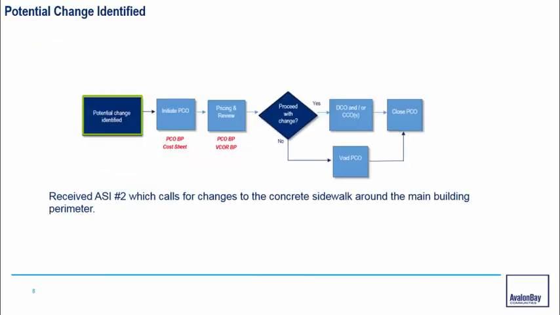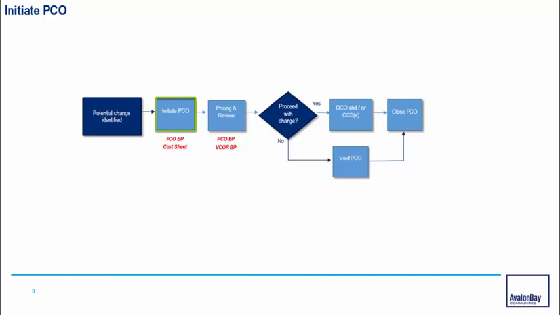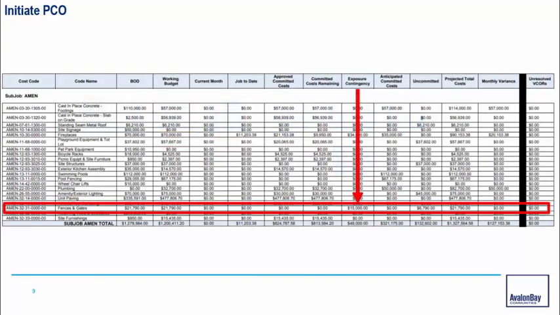Once a potential change is identified, you'll want to make sure to initiate the PCO. When you initiate a PCO in the system, then you're going to find the dollar amount of exposure contingency reflected in your cost sheet and your job cost summary report.